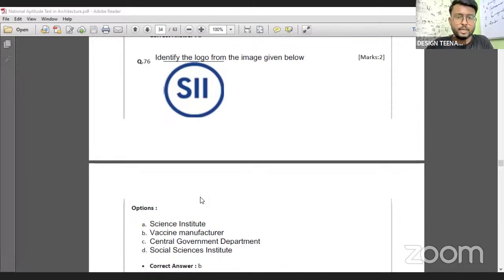If you don't know the answer, sometimes you need to relate it. So SII: if some logo is made, for example, our institute's logo, Design Teenage, why are the D and the T symbolized? There are two sets of logos. One is the pictorial logo, and the other is the textual logo, wherein initial letters are used inside the logo for the pictorial depiction.